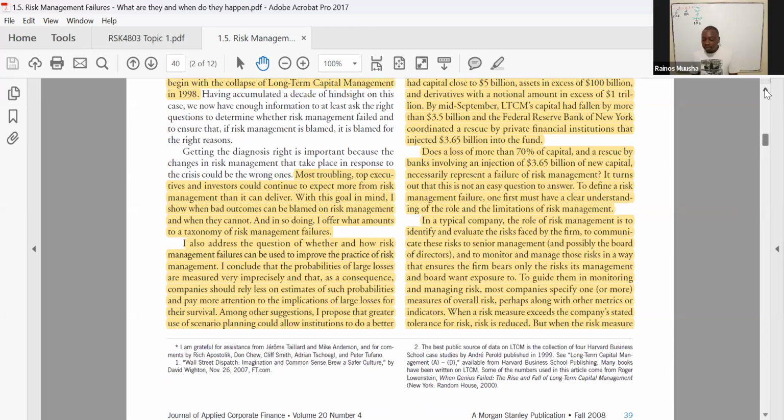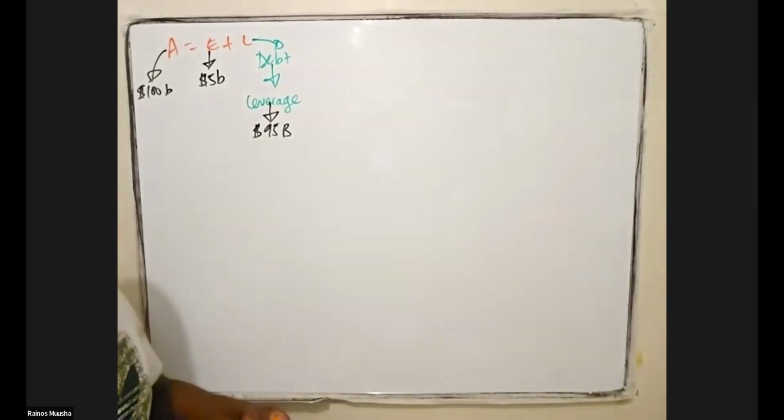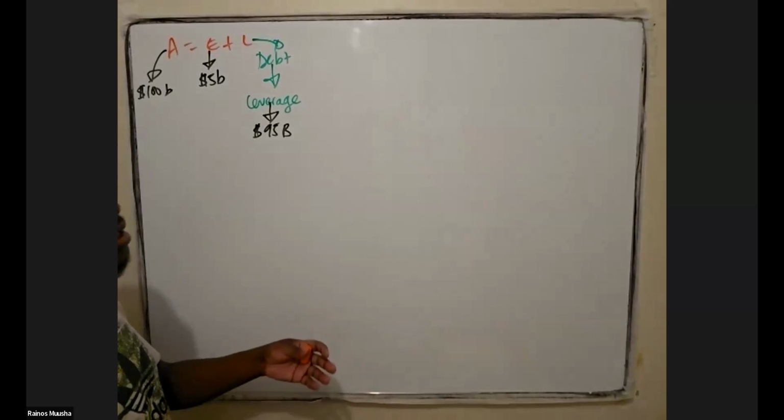So what do we see? What is the role and responsibility of a risk manager within the organization? The responsibility of the risk manager is to identify and evaluate the risk faced by the firm, to communicate the risk to the senior managers, and after identifying and valuing and quantifying that risk, to tell them, okay, fine, these are the risk exposures that we've identified.